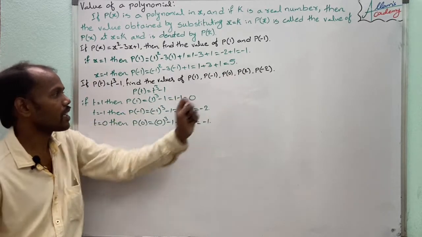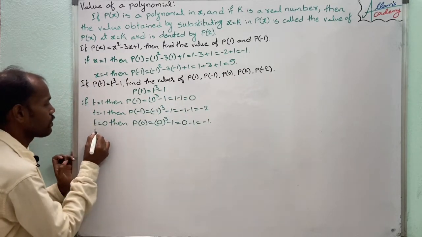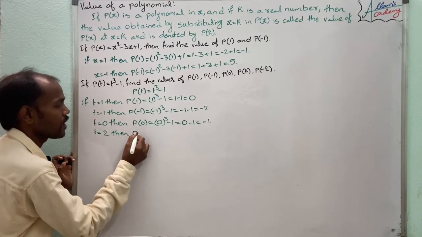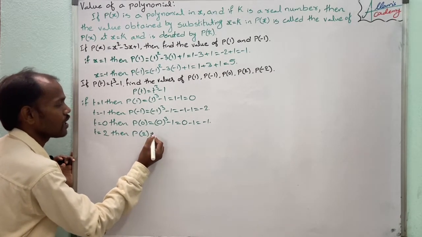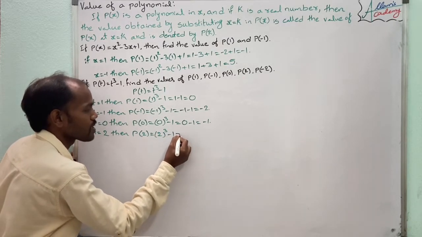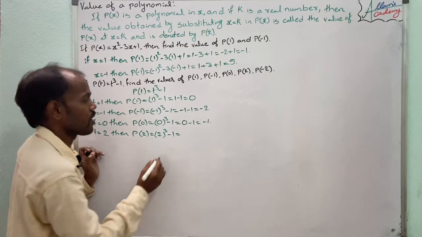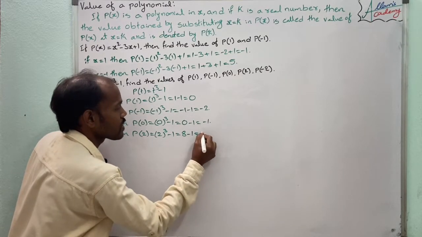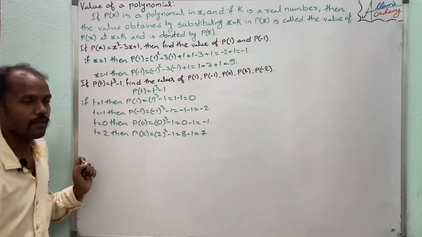Next, t equal to 2 we substitute, because p of 2 is asked. Then p of 2 equal to t cube minus 1, so 2 whole cube minus 1. 2 cube equals 8, minus 1. 8 minus 1 equals 7.